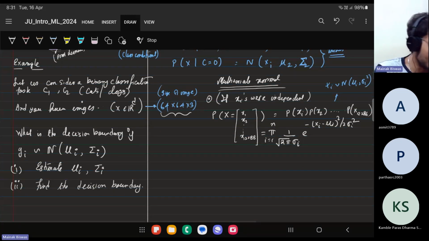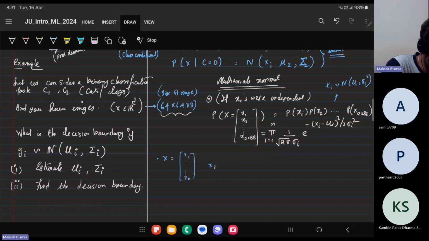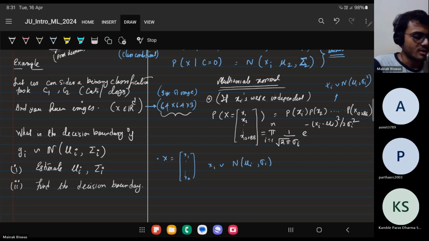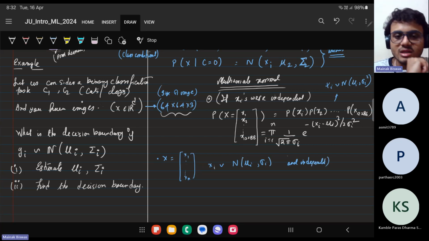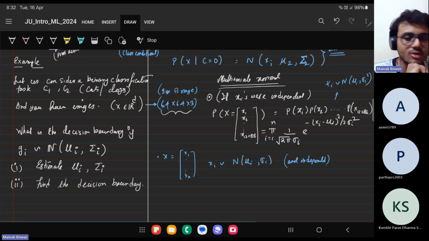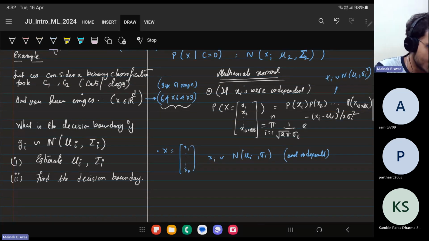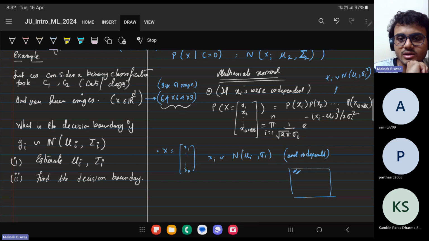So in this case, you have x1 dot dot dot xn, the xi's are all normal mu, sigma i's, and independent. But if there is a correlation between xi and xj, what will happen in a picture? There is a correlation, right? So in a picture, if this pixel is high, the next pixel is also high, right? They're not independent of one another.